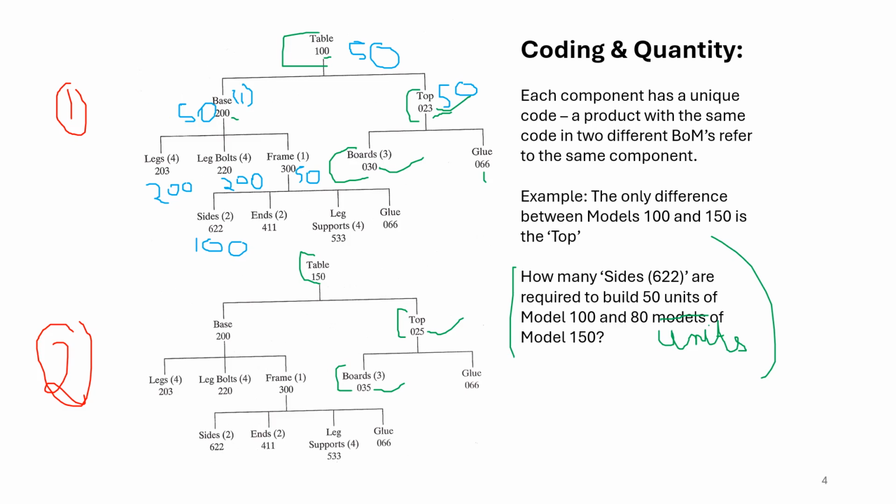So we again require 80 units of this. So we need 80 bases. Each base requires 4 legs, so we need 320 legs. Similarly, we need 320 leg bolts. And each base requires only 1 frame, so we need 80 frames. And each frame requires 2 sides, so for 80 frames, we need 160 sides.